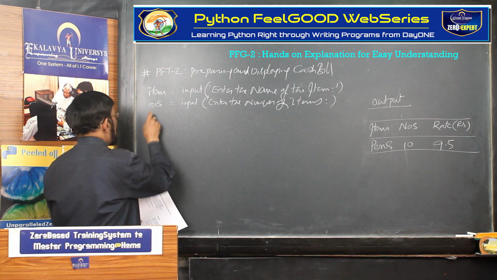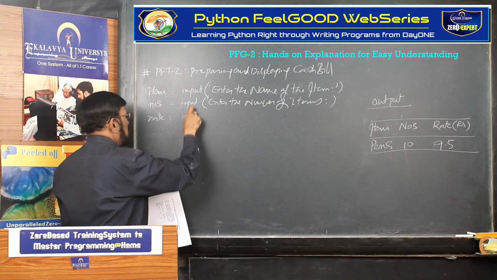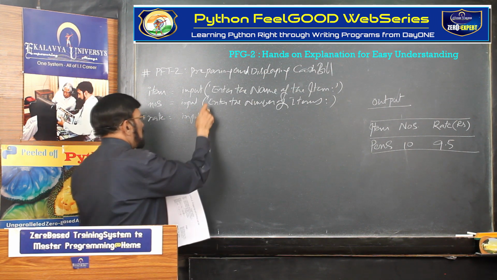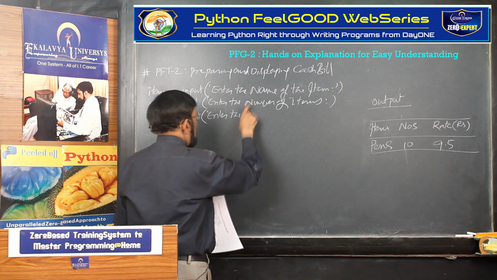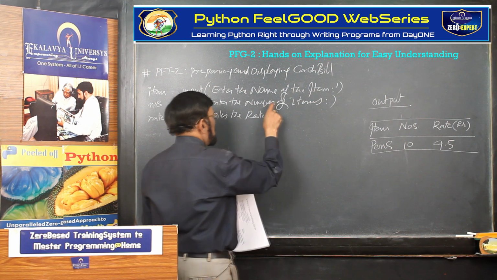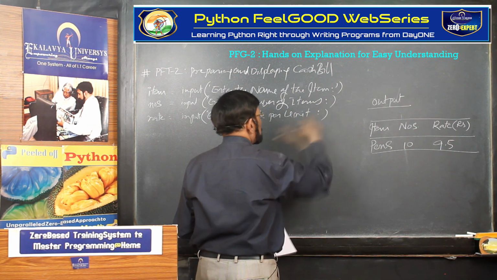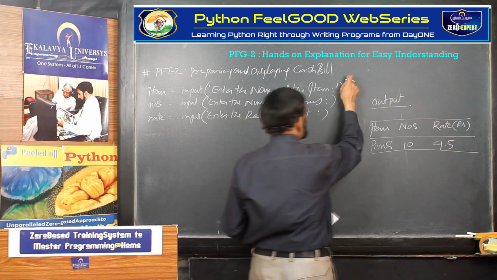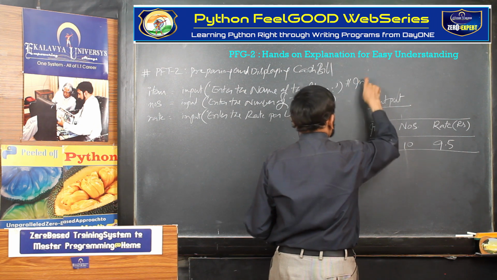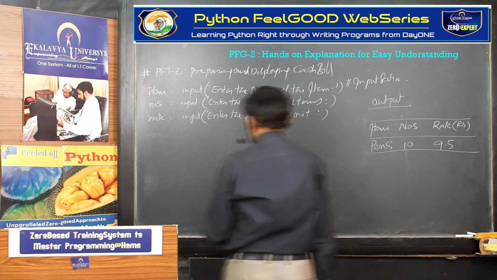What is the third one? A rate. Rate per unit. So input, enter the rate per unit. Otherwise, without confusion, you may write here. Nothing wrong. So, what is this? This is the input section. Input section. This is the comment you have to write.